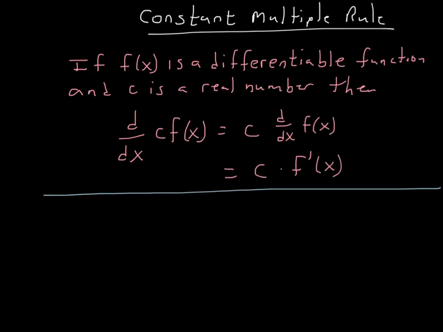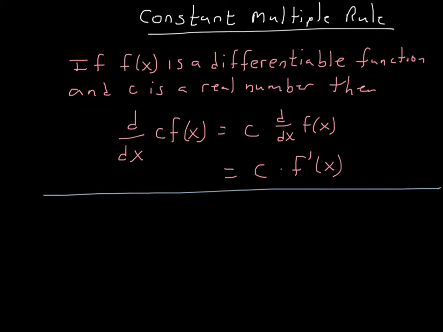The next one we have is the constant multiple rule. In this rule, it just says that if f is a differentiable function and c is a real number, any real number at all, then the derivative with respect to x of c times f of x is going to be c times the derivative of f of x, or if you prefer, c times f prime of x. Both notations are the same.